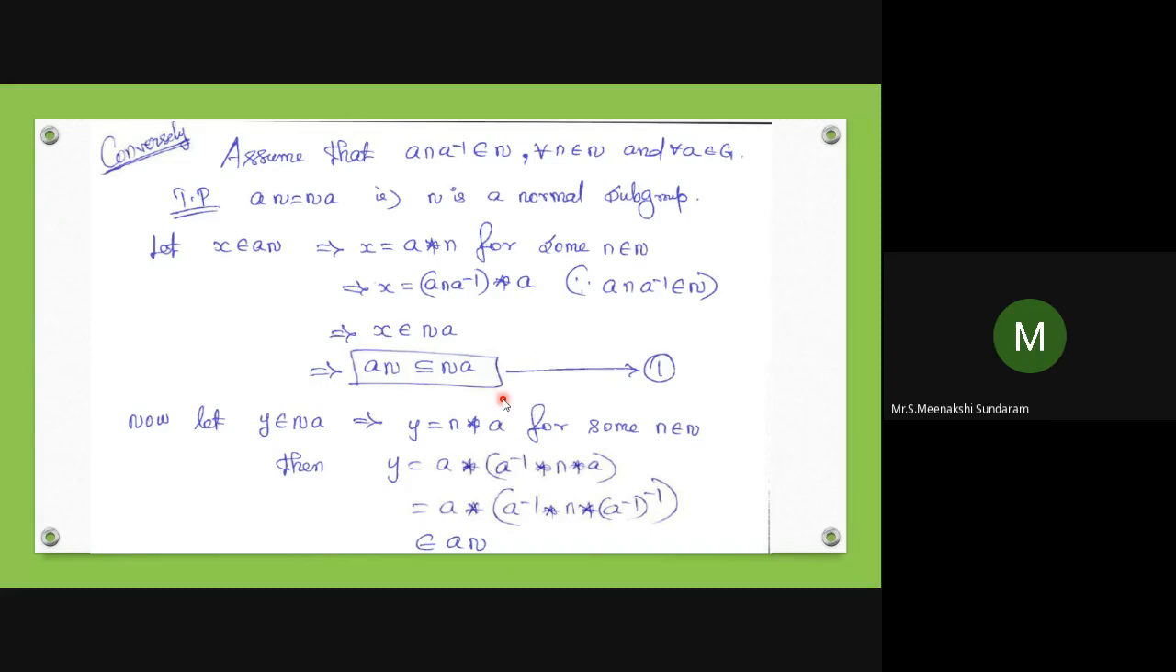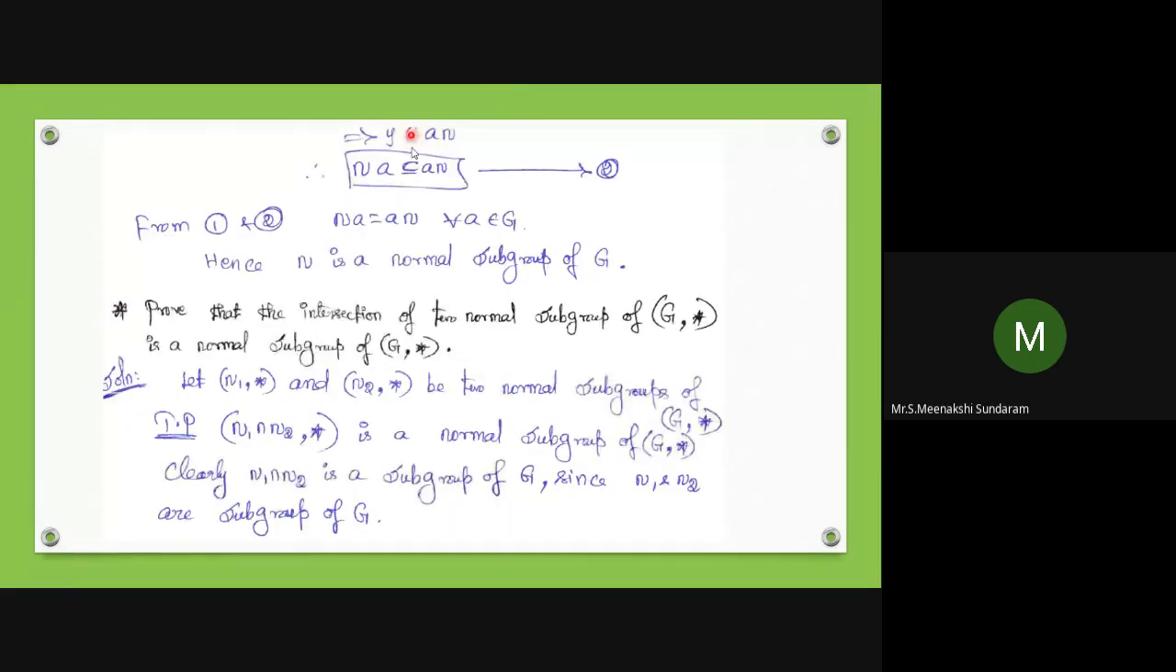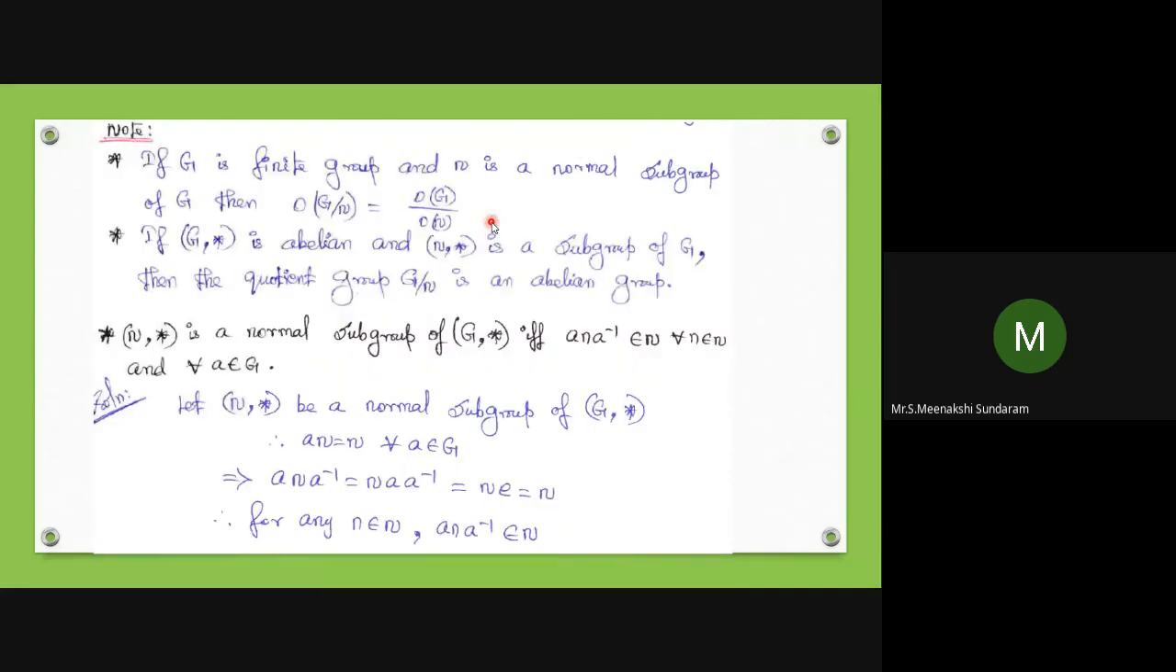இது equation number 1. Then this is the equation number 2. From 1 and 2, subset and the other subset, ஒன்னு contained others அப்படினா automatically it should be equal, symbol on the equality of the set. Okay. So that is a very most important theorem. N comma star is a normal subgroup of G comma star if and only if a n a inverse belongs to N for all n belongs to capital N and for all a belongs to G.